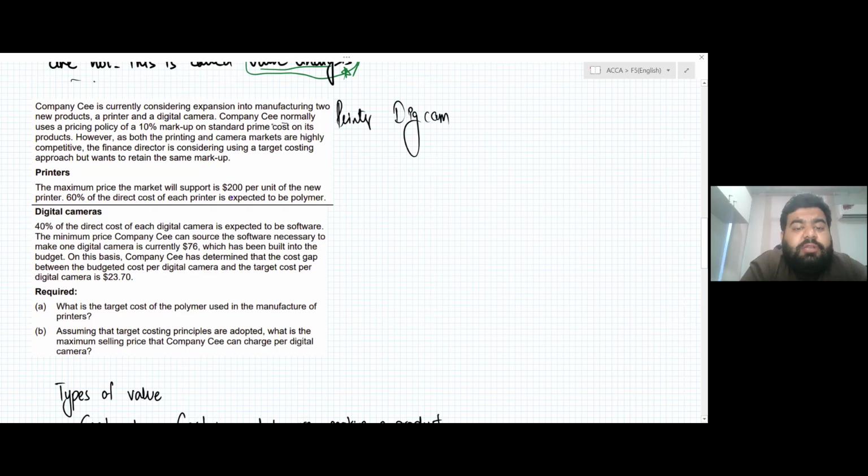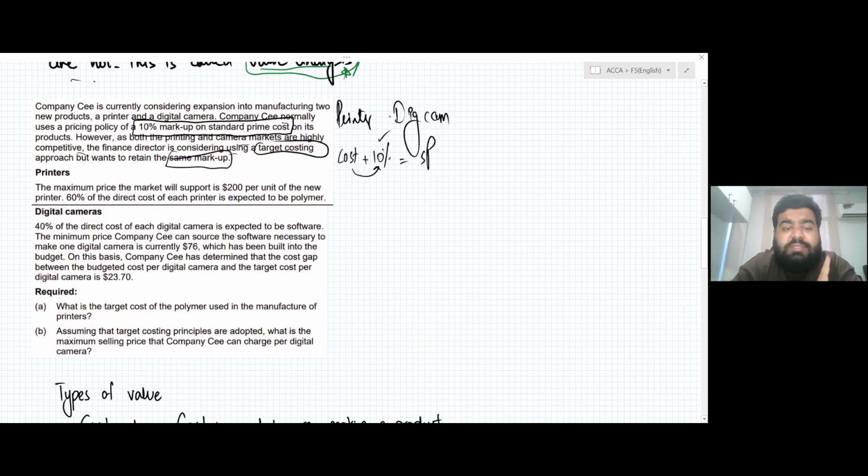Okay. Company C normally uses a pricing policy of 10% markup on standard prime cost. Basically, normally what they are doing is adding 10% on the prime cost. Markup means they are taking 10% of cost, so on the cost they're adding 10% to reach the selling price. However, as both the printer and camera markets are highly competitive, the finance director is considering using target costing. So the finance director is saying that the market is competitive, use target costing, but wants to retain the same markup. They want the markup to be the same. It must be 10%, not less than that.